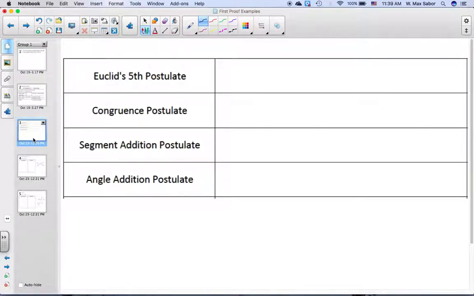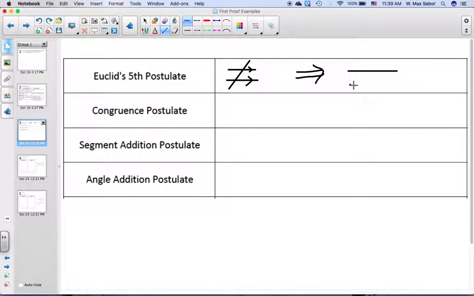Some of the rules that we use over and over again are listed here. So Euclid's fifth postulate says that when we have two parallel lines that are crossed by a transversal, then that means that the same side interior angles add up to 180 degrees. So these two make 180 degrees.